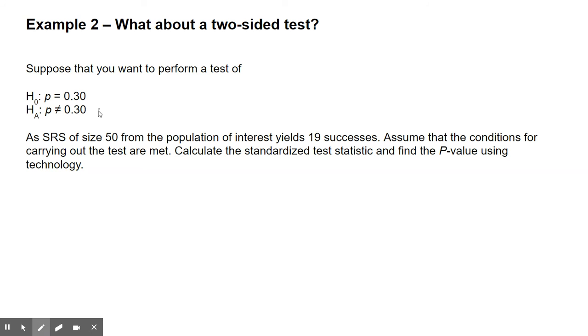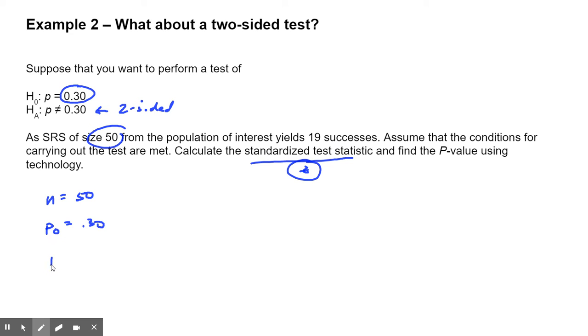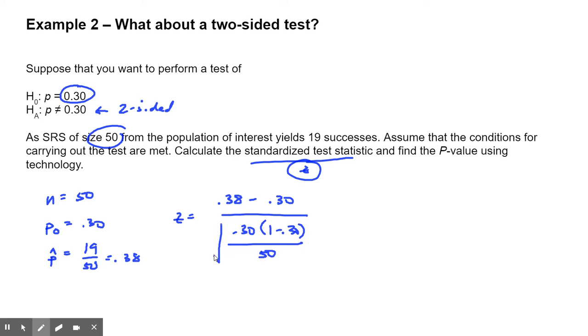So again, this is a two-sided test. So you should make a note of that when you see these hypotheses, right? What kind of sided tests, one or two? So when we're doing the standardized test statistic, that's our z value, we need to find our n. Well, n is just your sample size, 50. We need our null value. The null value is in the hypotheses, that's 0.30. And my sample proportion is going to be 19 out of 50, and that's 0.38. So I will use the formula z equals the sample statistic minus the null value, divided by the square root of the null value times 1 minus the null value, divided by 50.